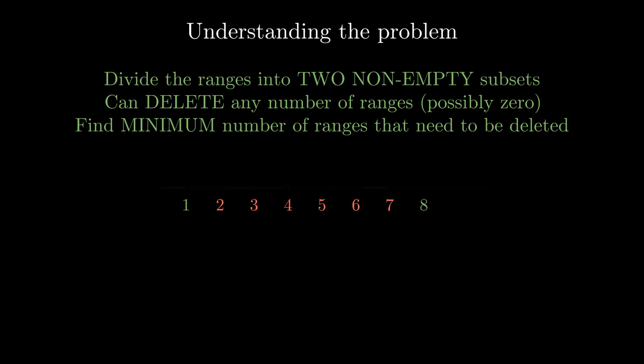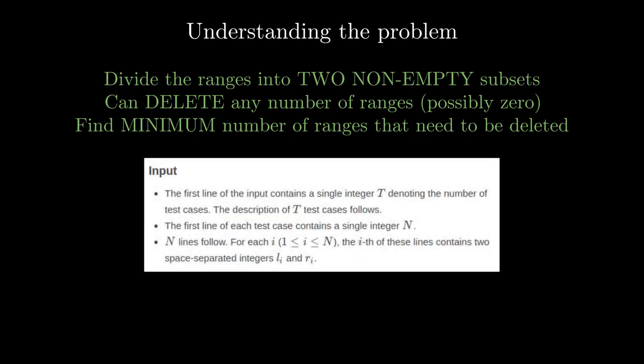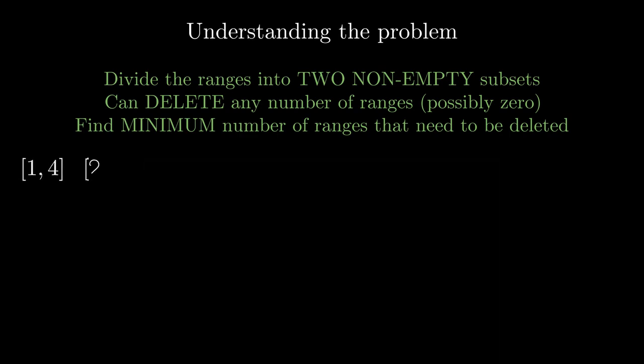Once you have understood the problem, it is always good to run through the sample test cases. The input format states that the first line contains a single integer denoting the number of test cases. Each test case contains a single integer n which denotes the number of ranges, and the next n lines contain two integers li and ri which denote a range. So, in our sample case, we have 3 test cases. The first test case has the ranges [1, 4], [2, 6], and [5, 7].